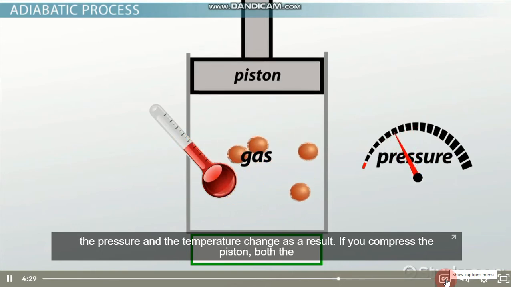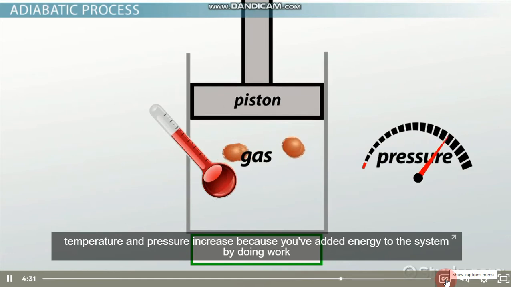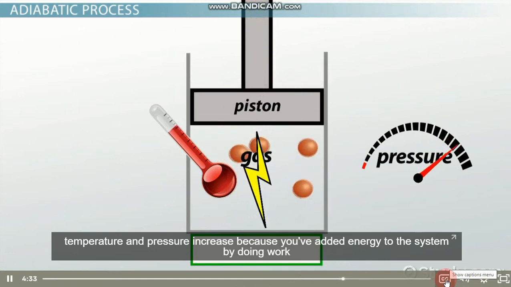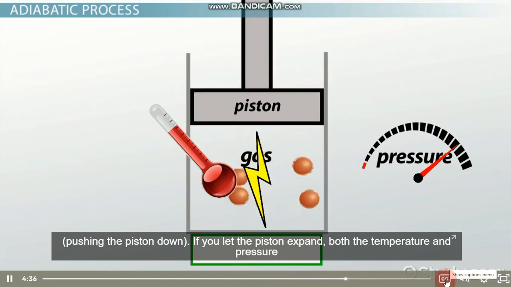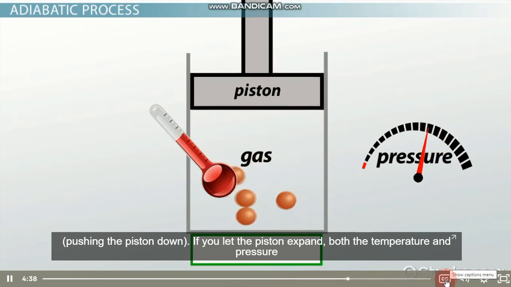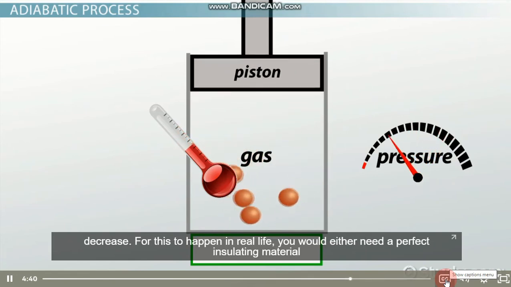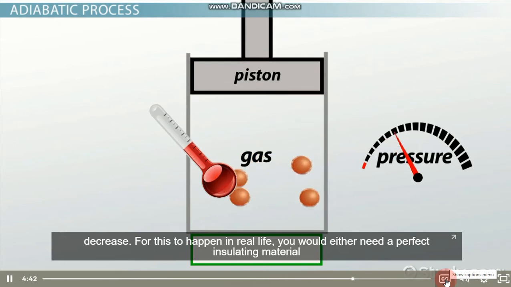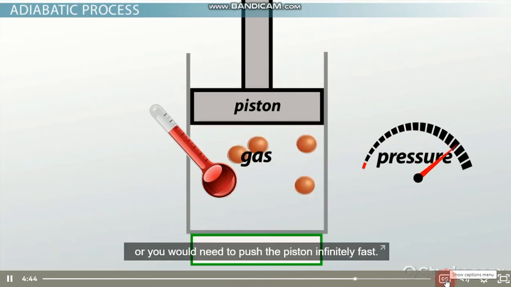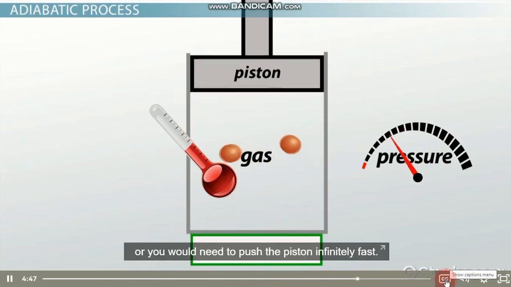If you compress the piston, both the temperature and pressure increase because you've added energy to the system by doing work, pushing the piston down. If you let the piston expand, both the temperature and pressure decrease. For this to happen in real life, you would either need a perfect insulating material or you would need to push the piston infinitely fast.